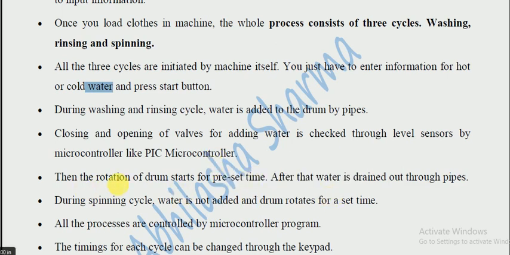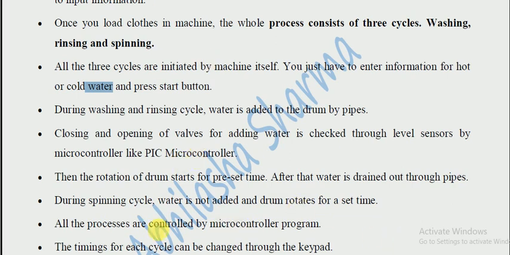Then the rotation of the drum starts for a preset time. After that, the water is drained out through the pipes. So these are the processes going on inside the washing machine where human interaction is not required. All these processes go on inside the machine just because of the embedded system. During the spinning cycle, water is not added and the drum rotates for a set time.